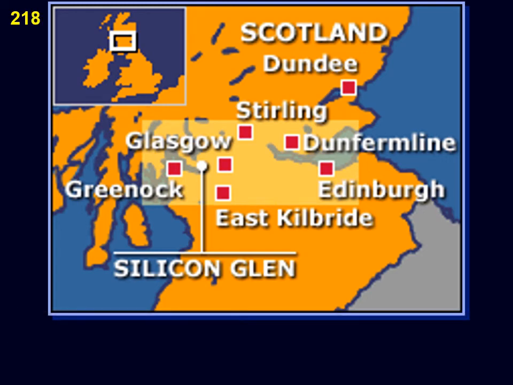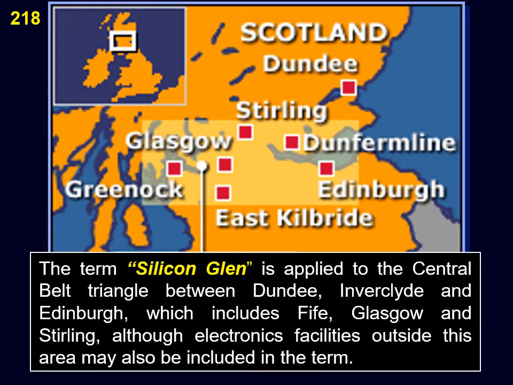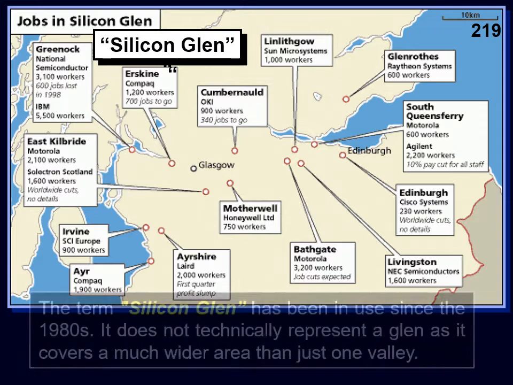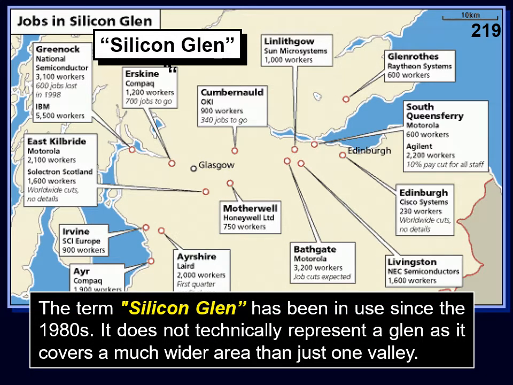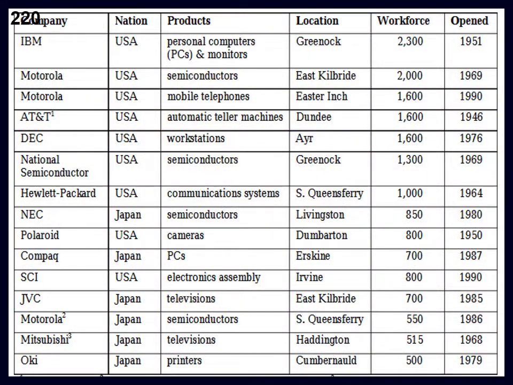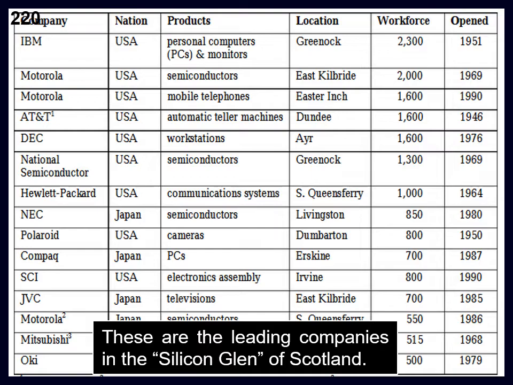The term Silicon Glen is applied to the Central Belt Triangle between Dundee, Inverclyde and Edinburgh, which includes Fife, Glasgow and Stirling, although electronics facilities outside this area may also be included in the term. The term Silicon Glen has been in use since the 1980s. It does not technically represent a glen, as it covers a much wider area than just one valley. These are the leading companies in the Silicon Glen of Scotland.